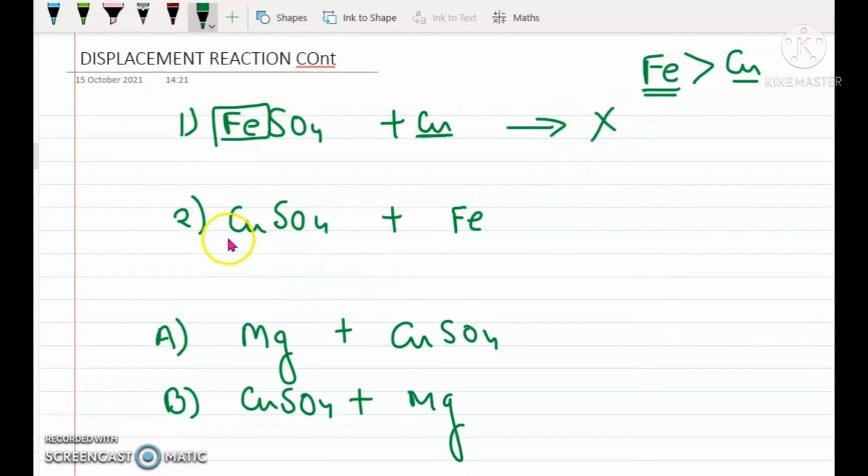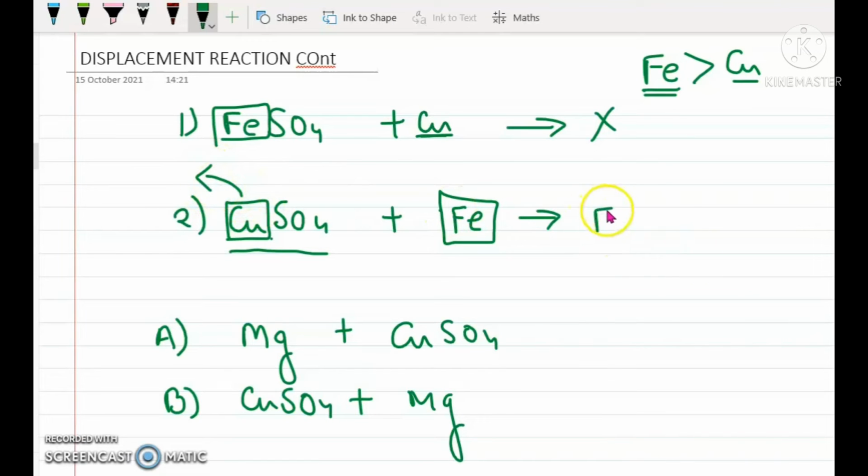Now in the second case, the weaker element is present along with its salt, while on the other side a stronger element is all alone. So this stronger element, the more reactive element, will not be able to tolerate this situation and will definitely displace this copper from its salt, thereby resulting in the formation of its own salt, and the copper, the weaker element, will be left all alone.